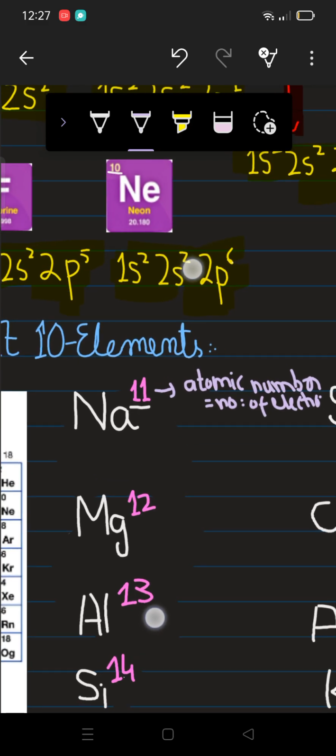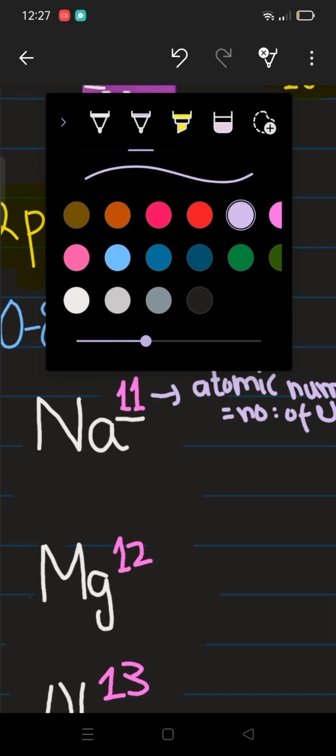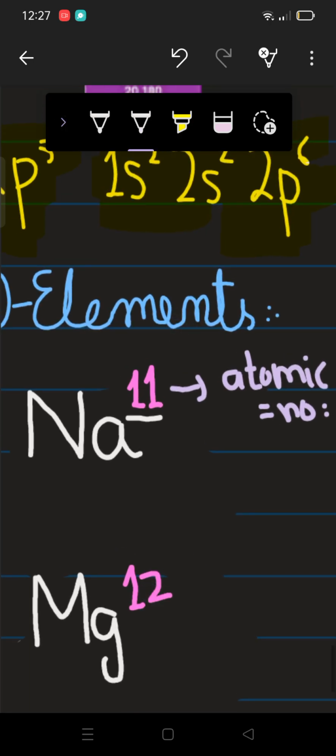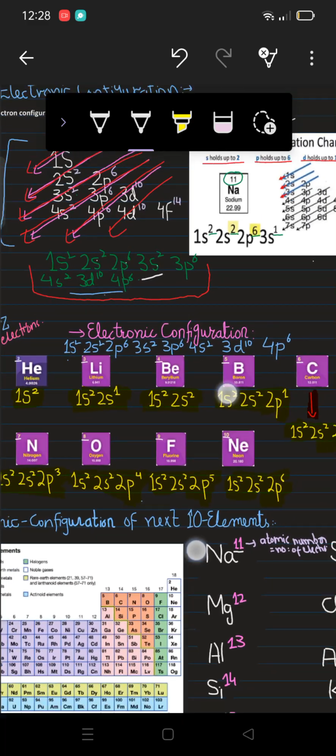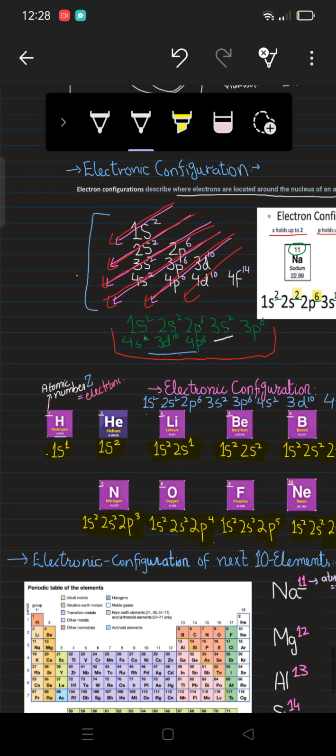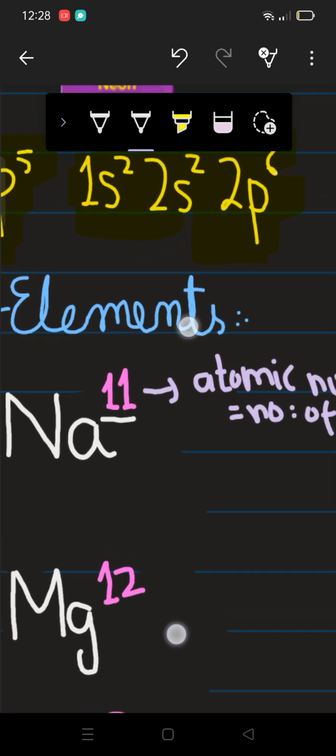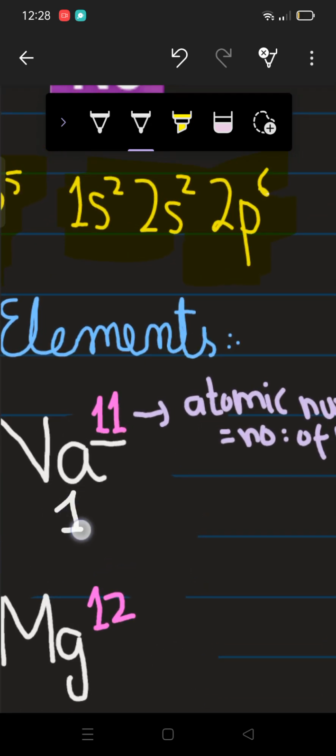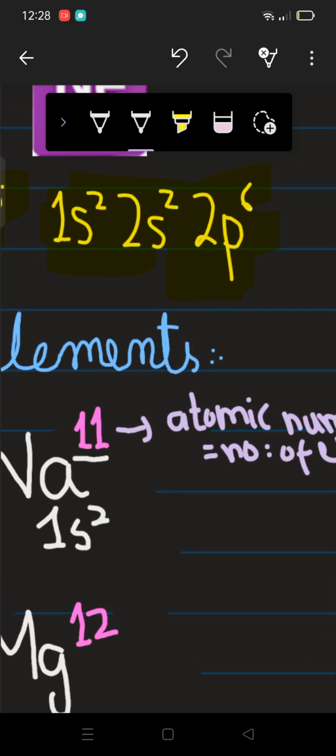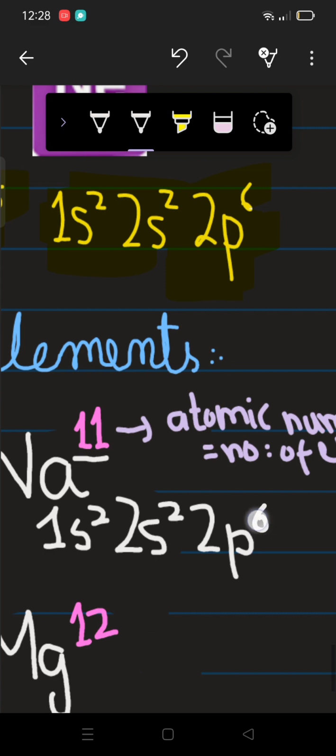Alright, so how are we going to make its electronic configuration? Let's see. Initially our electrons would be going in 1s2 because we have our general form. So I'm writing here 1s2. Then it has to go to 2s2. Then it has to go to 2p6. Alright, now let's count the electrons. 2 plus 2 is 4, 4 plus 6 is 10.